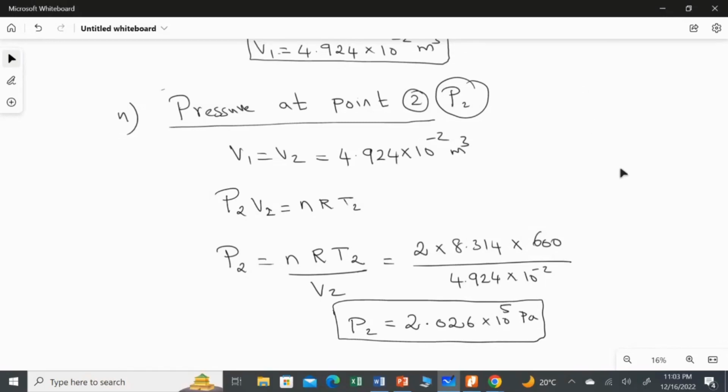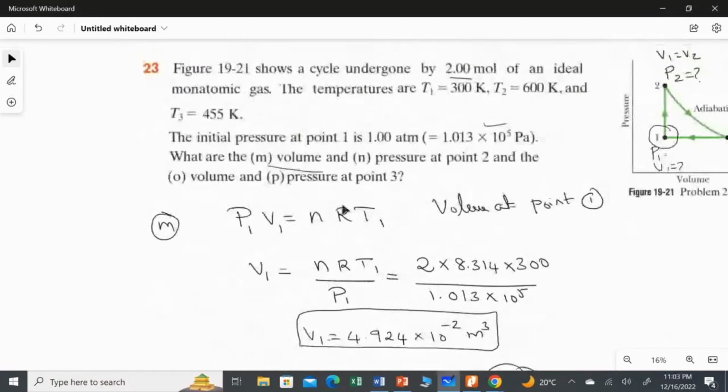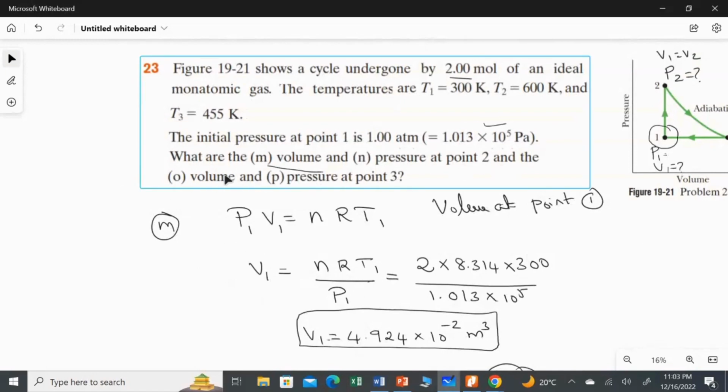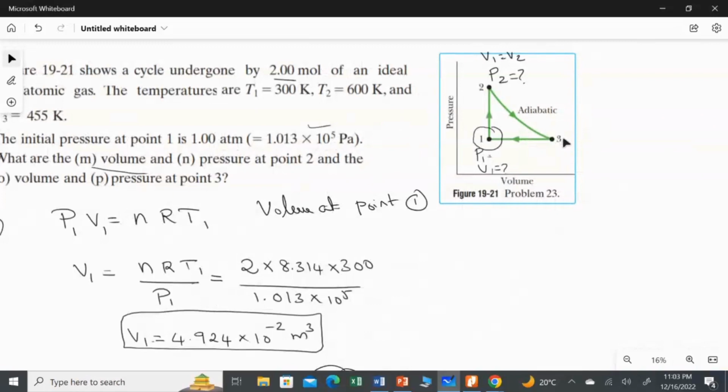Okay. Now we have to go back to the question because we still have two more questions. Find the volume and pressure at point 3. So you have to see this figure. We are going to find what the volume should be here, which is V3, and what the pressure should be here. Clear? Okay.